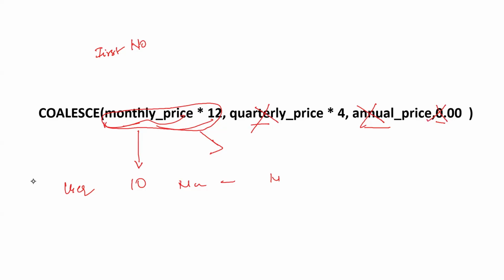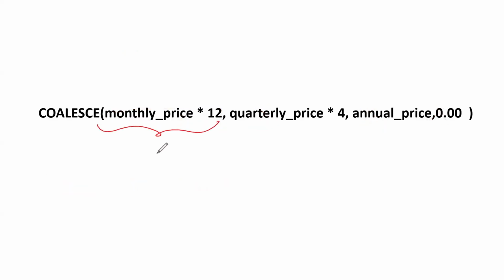Okay, let's say for the user, this expression comes out to be null. So it is going to move to the next expression. Now let's say this also is null. So it's going to move to the next expression. And let's say this is not null. So in this case, when these are nulls and this is the first non-null value, it is going to simply return this value, annual price.